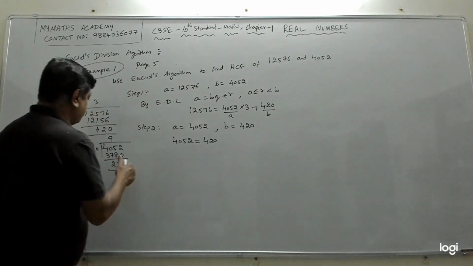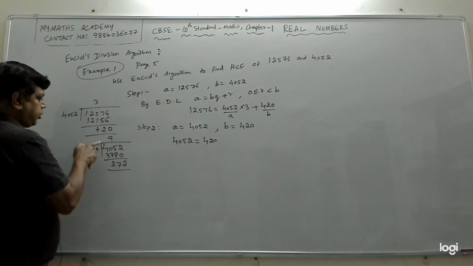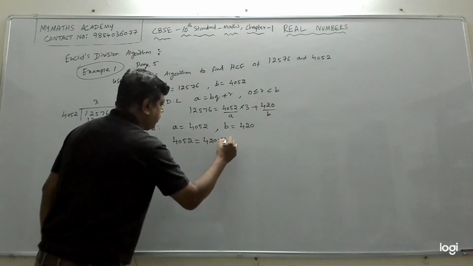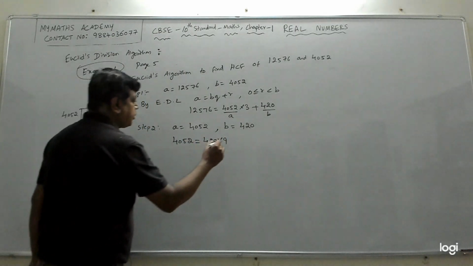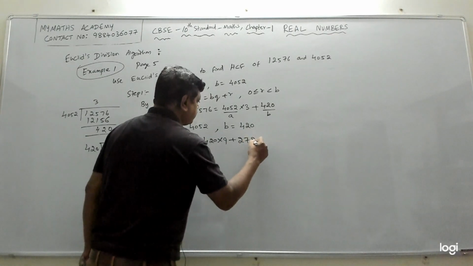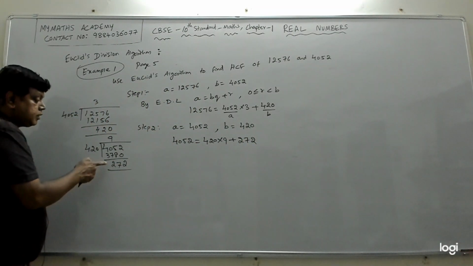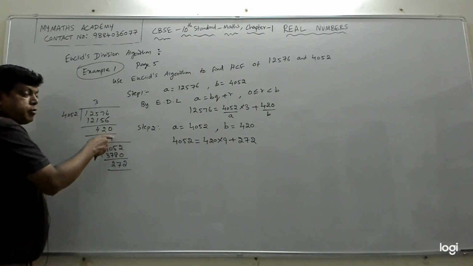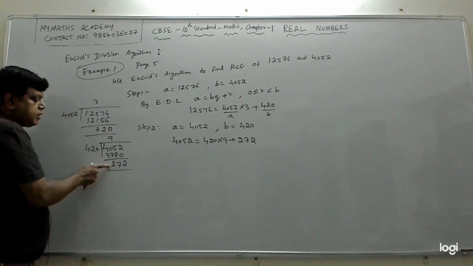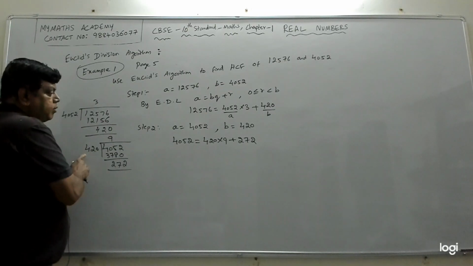So this you are writing as B into Q. Q is 9 now, into 9 that we have got. Then R is 272, plus 272. So you should always make sure that this value is less than this value. If it is greater, then you need to go to the next number. You need to increase the quotient. So obviously your R, the remainder, should always be less than the divisor.